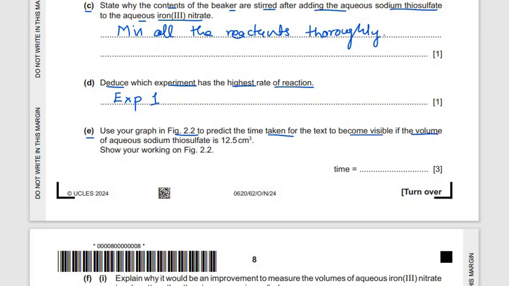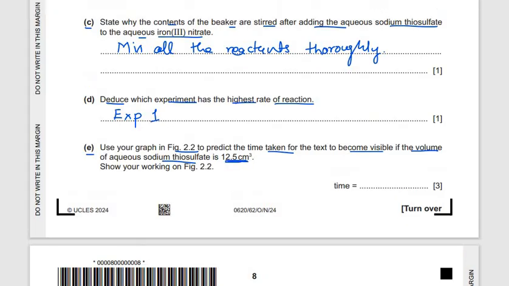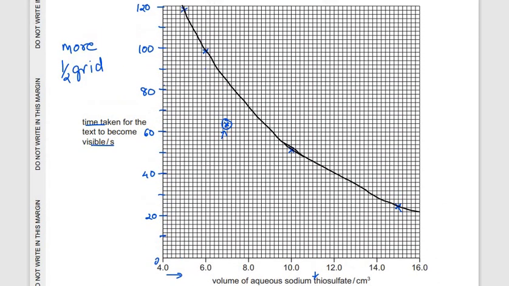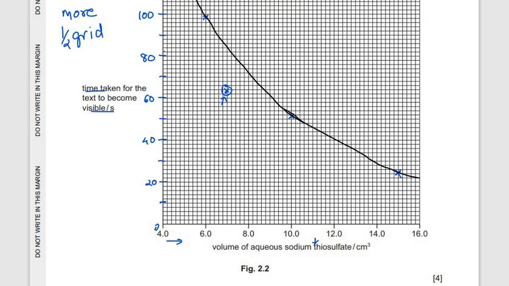Okay. The E part is: use your graph in figure 2.2 to predict the time taken for the text to become visible if the volume of sodium thiosulfate is 12.5 cm³. Now 12.5 cm³ is where we have to find it out from the grid. So 12.5, you can make out that 13 is here, that is 1, 2, 3, 4, 5, 13 is here. So 12.5 is halfway between, it is here. Now you have to draw a line with the scale and extend it to the graph. Here I am not using the scale, but you have to use one, and if I extend it to the curve which I have drawn, obviously I get another extension line towards the y-axis, which will give me an answer of 38 seconds here.